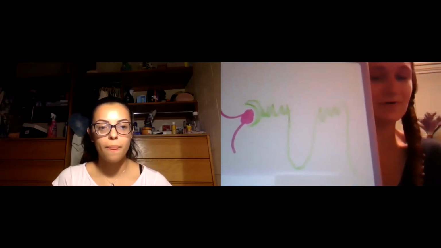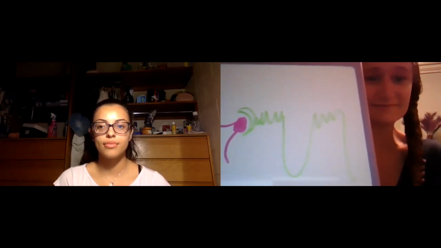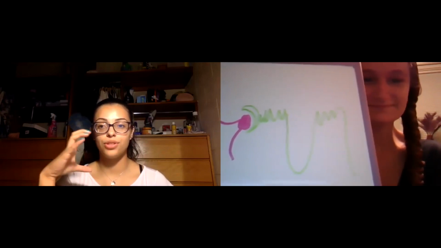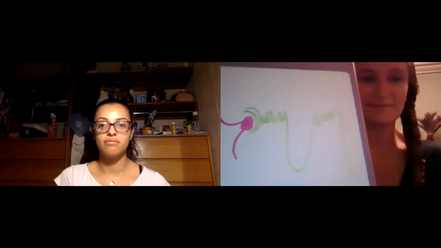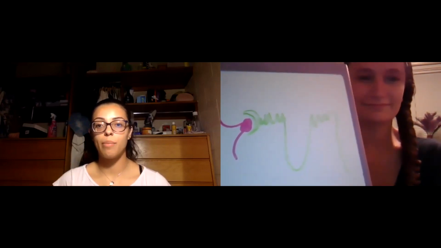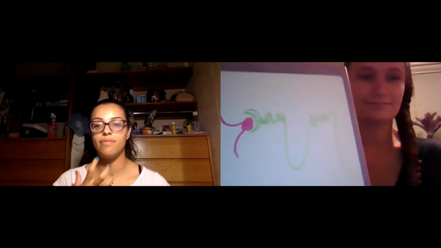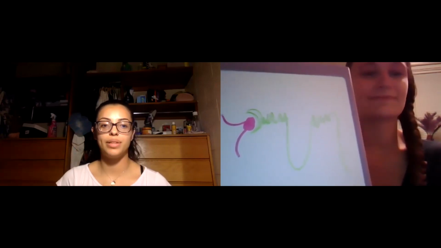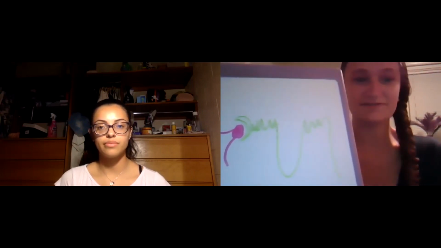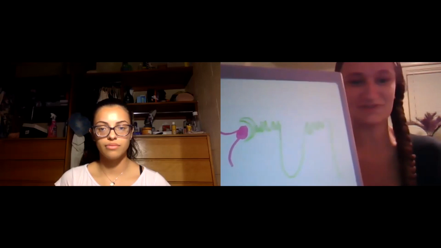Okay, cool. Can you point out where a Bowman's capsule might be? A Bowman's capsule. Is it the thing that's surrounding the glomerulus? Yep, and what does that do? It collects the plasma coming out of the glomerulus and makes it travel down the other tubes, I believe. Yep. Then you also have your proximal and your distal convoluted tubule. Can you point those out?